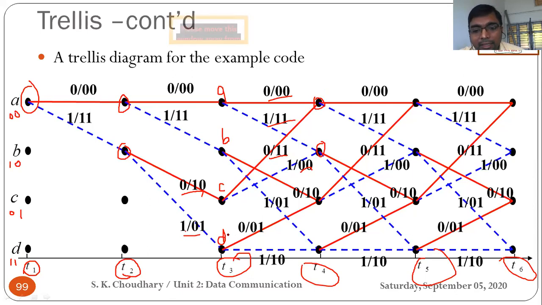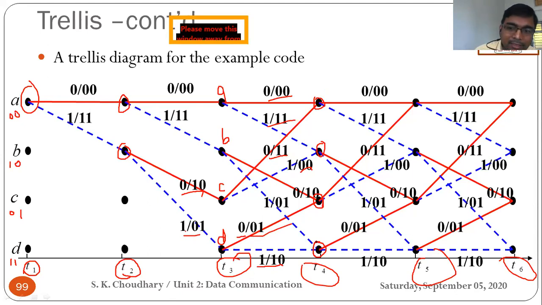Now, if you are at D, again there are two fixed branches. If you receive 0, the output would be 0 1 and you would enter C. If you are at D and you receive the input 1, the output would be 1 0, and you would remain in the same state. So these are some fixed structures.